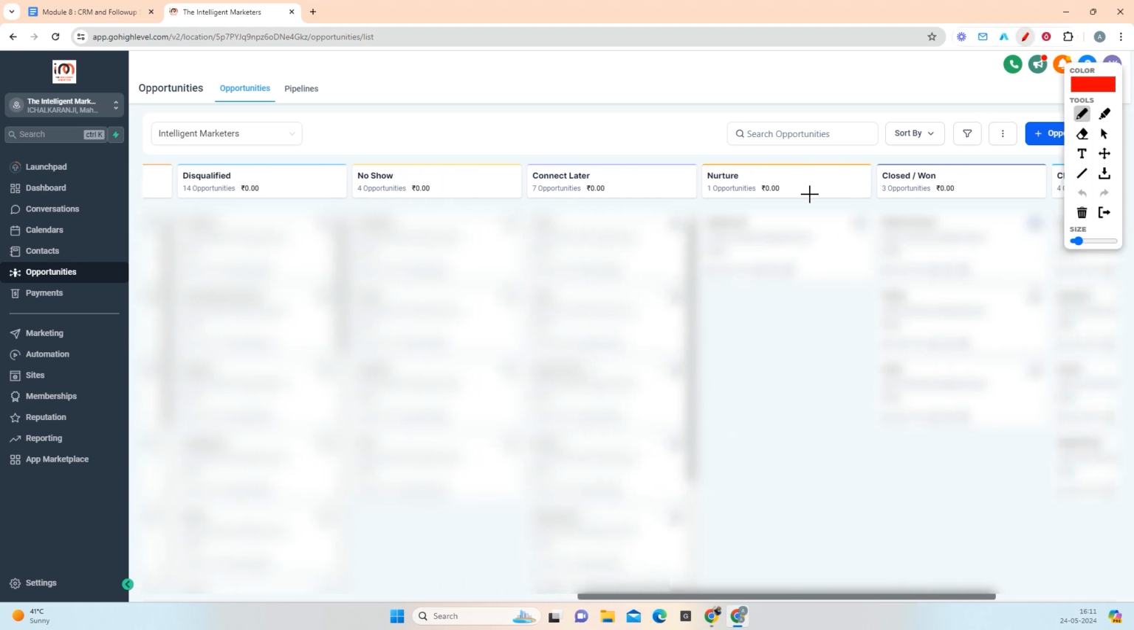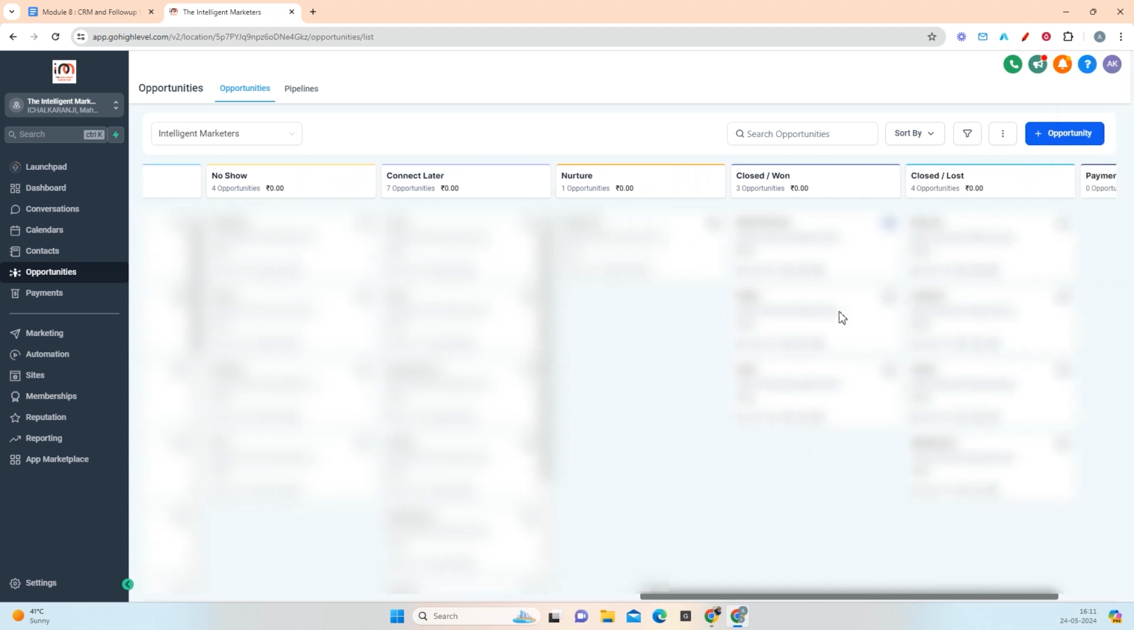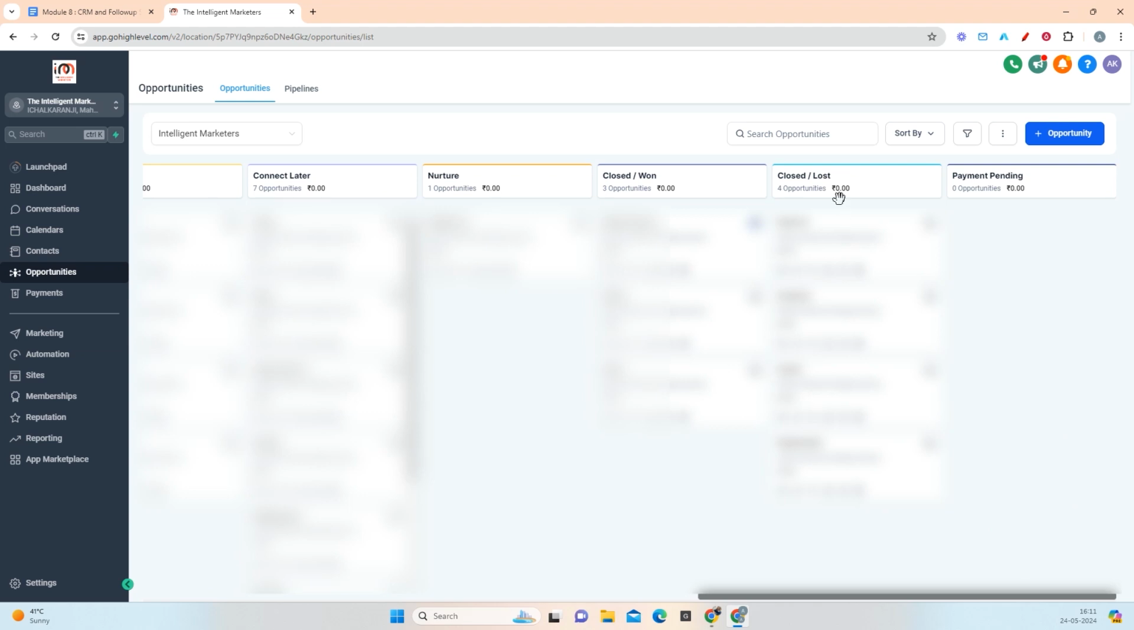Then if someone says, "Hey, I need more information, or not right now, maybe 6 months down the line, I'm looking forward to this," we move him to the nurture stage. Of course, whenever we close the deal with a person, we move him to the close stage, and we call that deal won. And whenever someone is lost and we cannot close the deal, we mark it as lost.